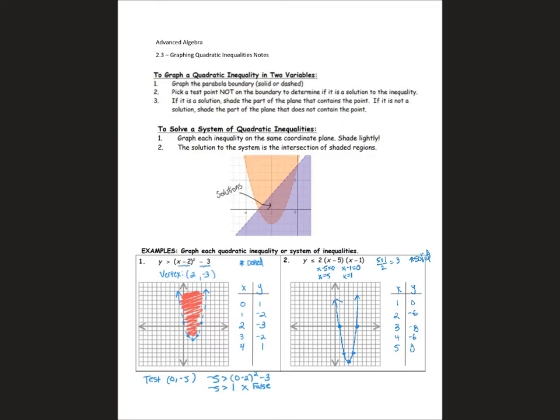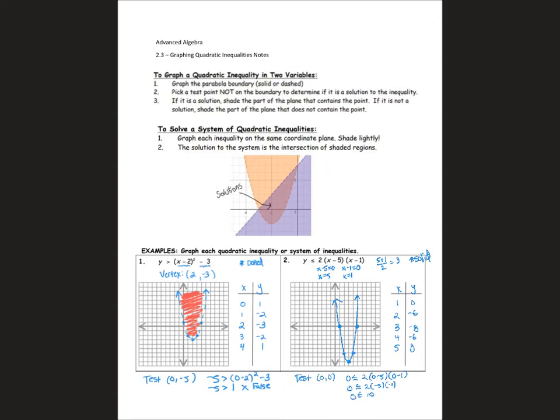All right, and now we got to test a point. Remember, we're going to test a point either inside or outside of this parabola, but we can't test a point on the boundary. So let's test the point outside. Let's pick 0, 0. It's nice and easy to choose. So we got 0 is less than or equal to 2 times 0 minus 5 times 0 minus 1. We got 0 is less than or equal to 2 times negative 5 times negative 1. 0 is less than or equal to 10.